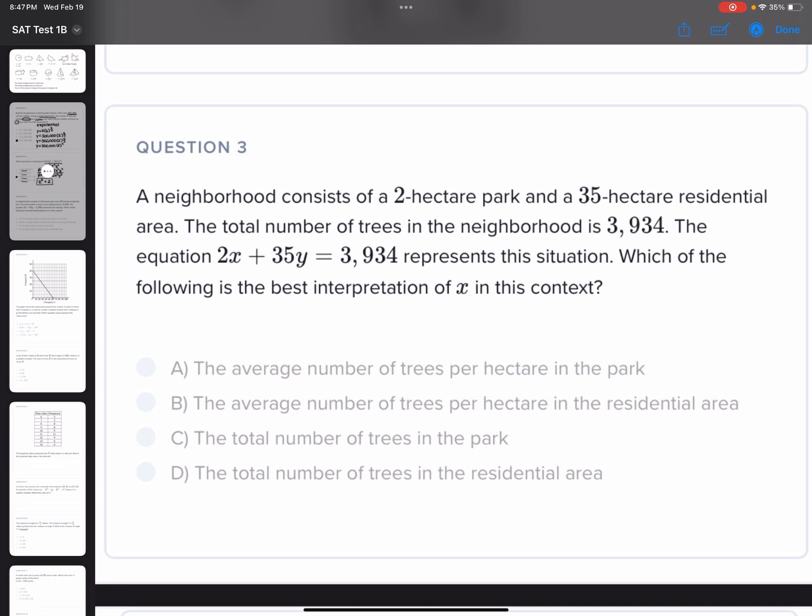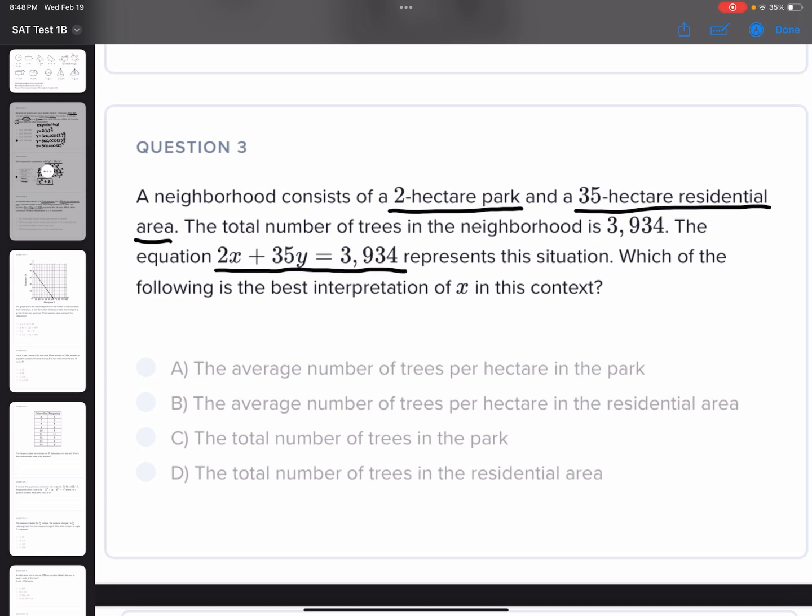A neighborhood consists of a 2-hectare park and a 35-hectare residential area. The total number of trees in the neighborhood is 3,934. The equation 2x plus 35y equals 3,934 represents the situation. Which of the following is the best interpretation of x in this context?